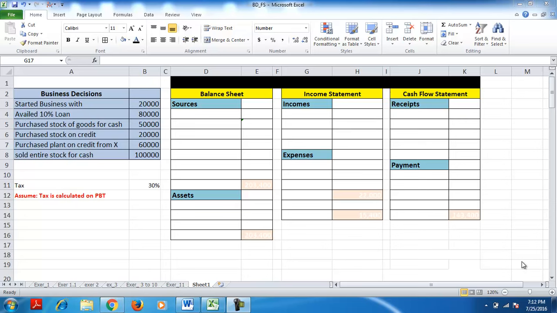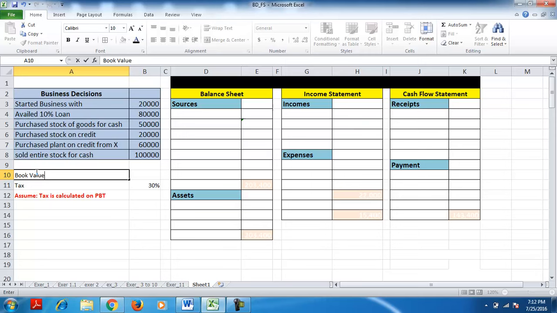Hello and welcome to our discussion on financial statements. In this example, we will try to convert these business decisions into financial statements. And we'll use these financial statements to understand the effect on the book value per share.